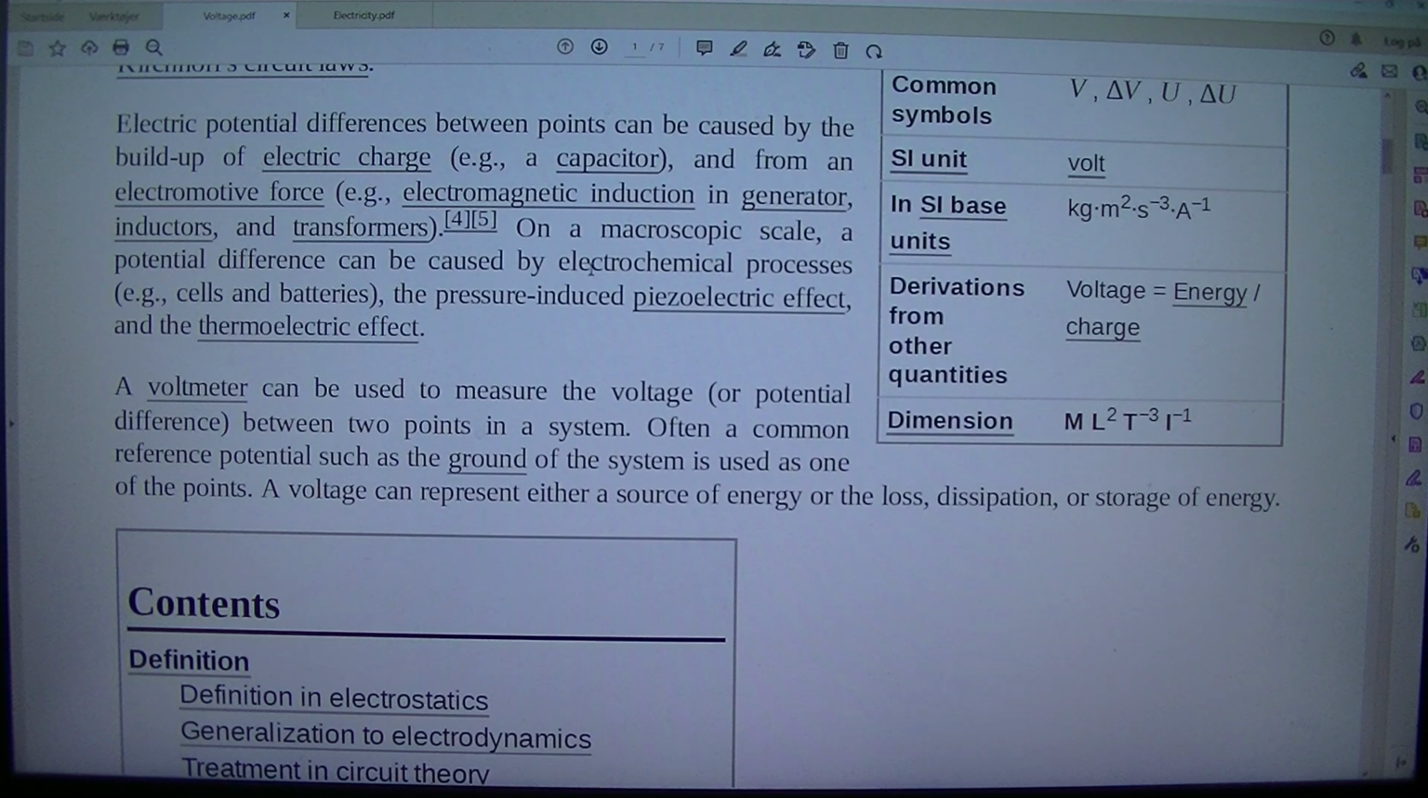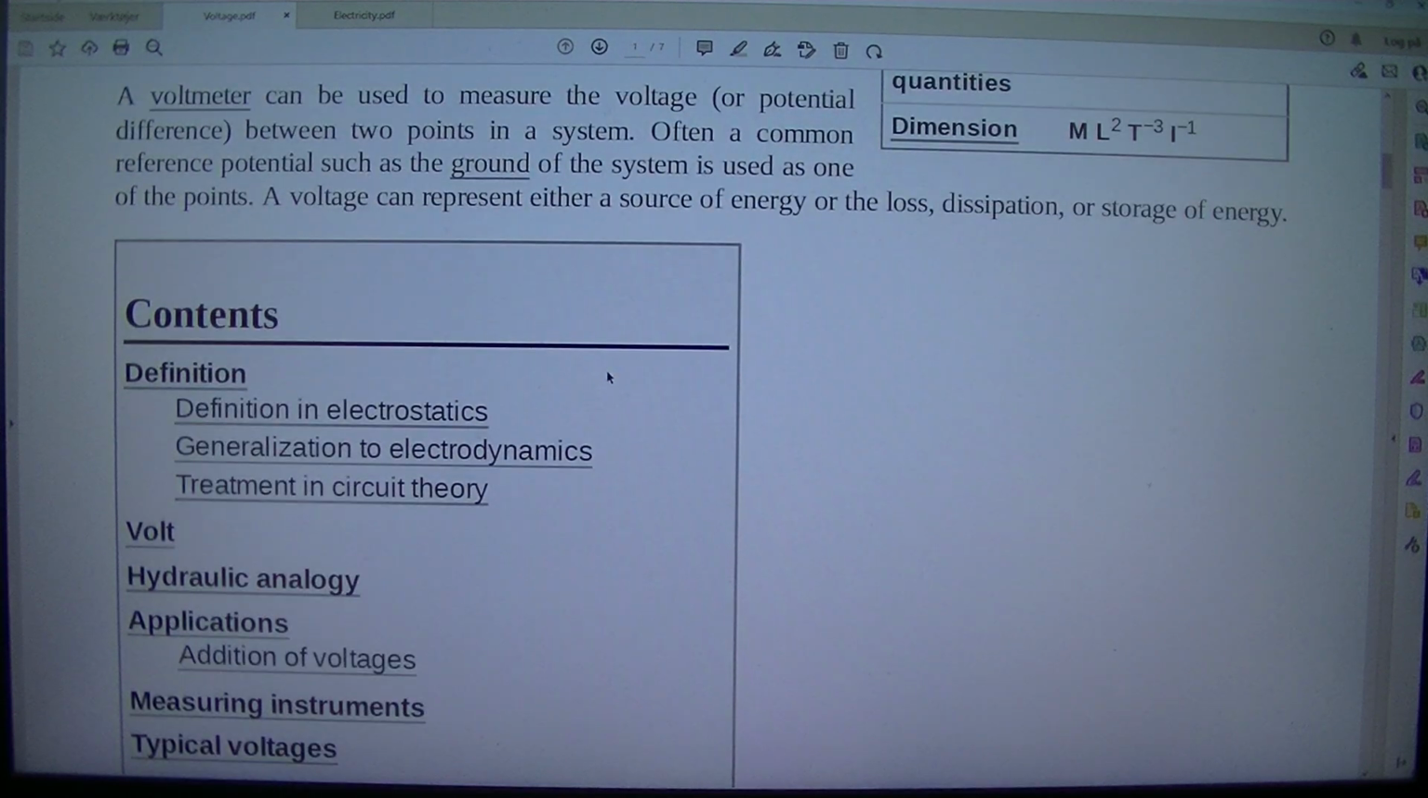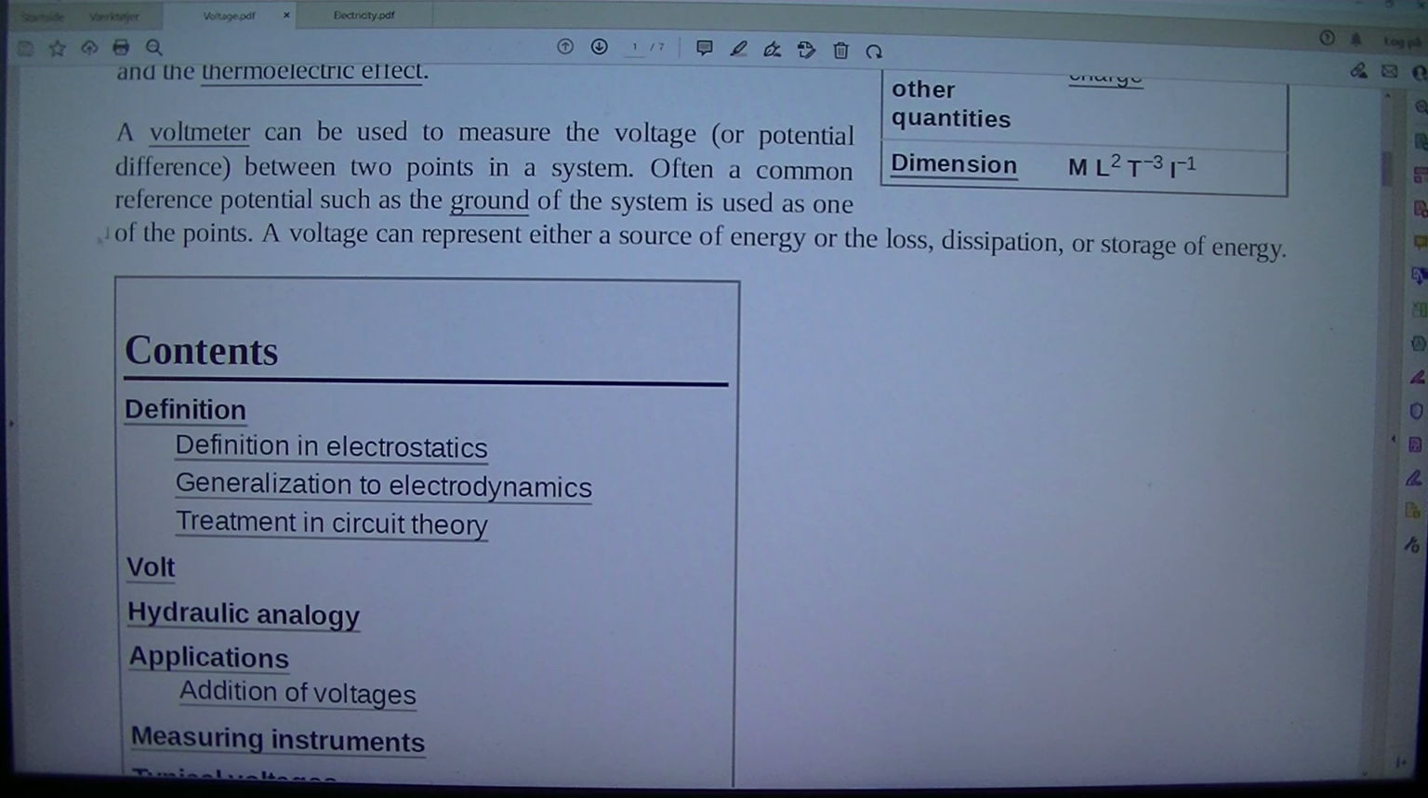5. On a macroscopic scale, a potential difference can be caused by electrochemical processes, for example, cells and batteries. The pressure-induced piezoelectric effect and the thermoelectric effect. A voltmeter can be used to measure the voltage, or potential difference, between 2 points in a system. Often a common reference potential such as the ground of the system is used as one of the points. A voltage can represent either a source of energy or the loss, dissipation, or storage of energy.